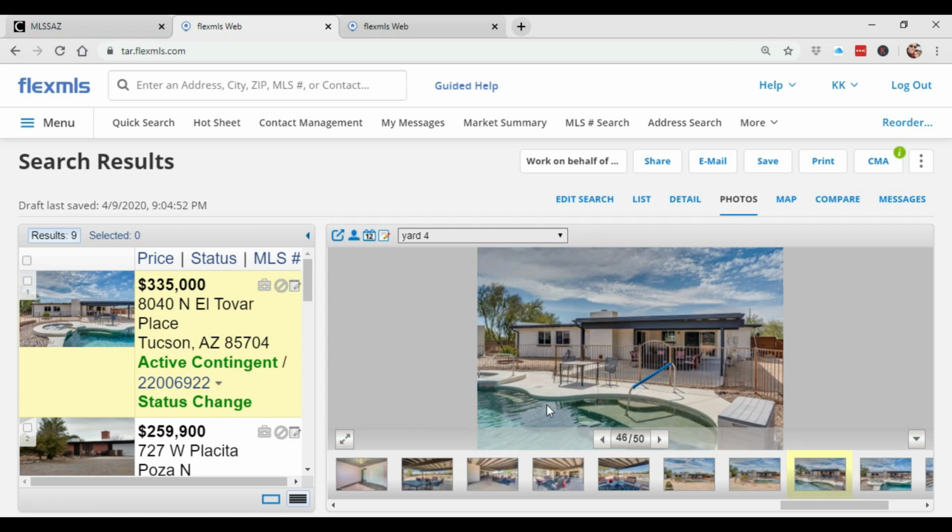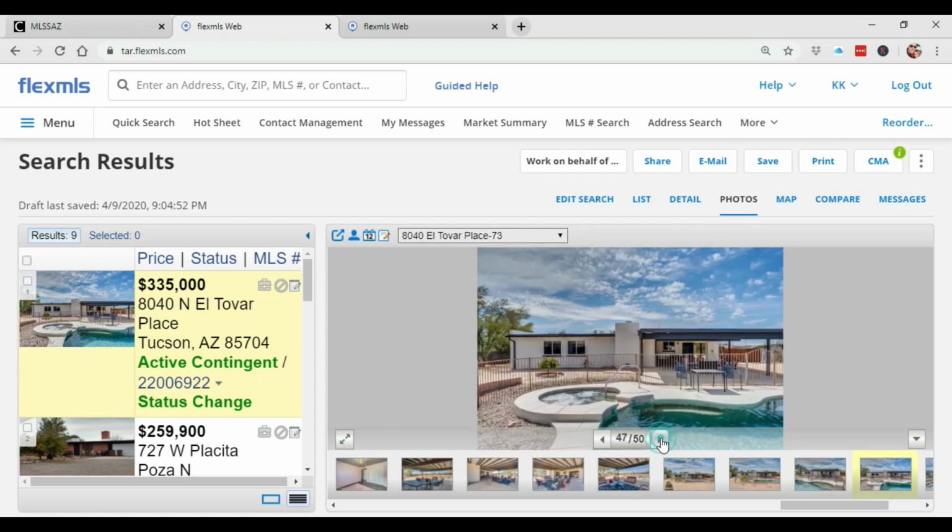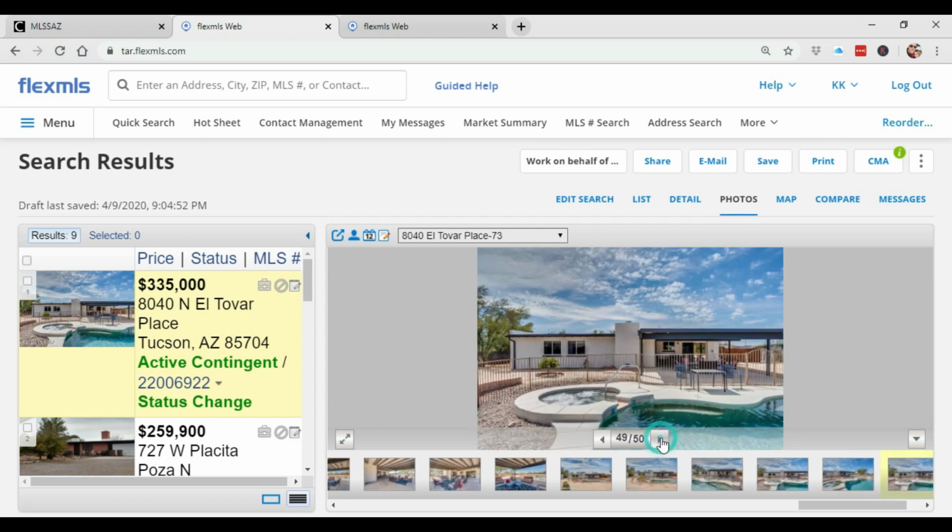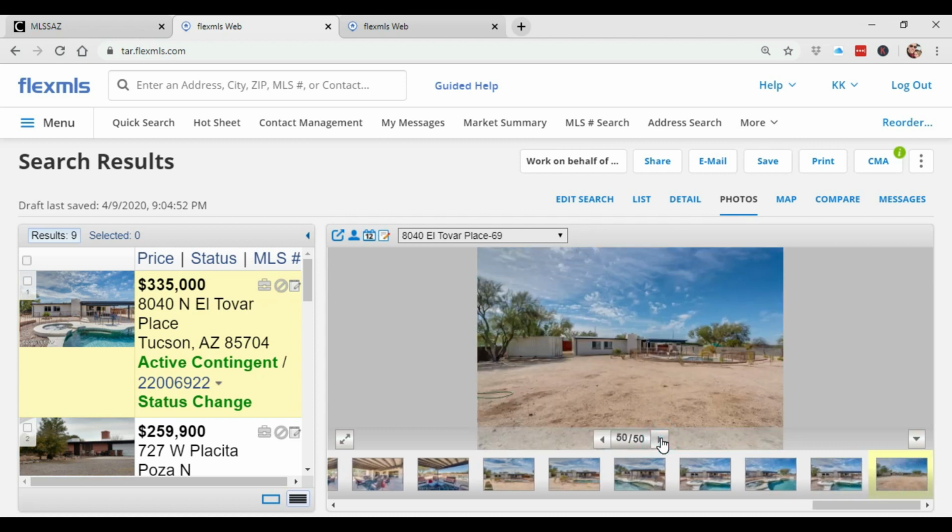Look at this pool. It's all been redone. It's got a new spa in there. I think that's Pebble Tech, I'm not 100% sure. Maybe not. But the rest of the yard is like a blank palette. So that's active contingent right now.